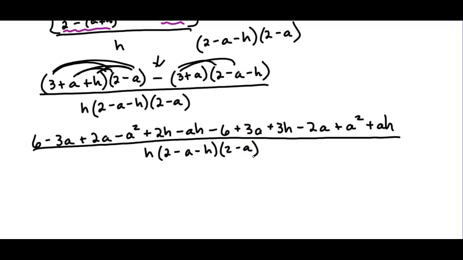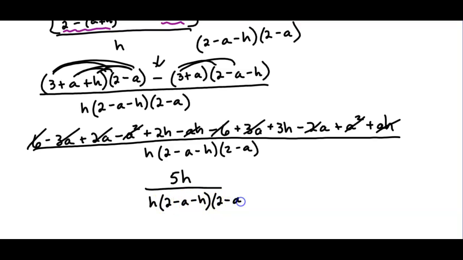Okay, so some things should happen in the numerator. The 6's are canceling. The 3a and the 3a are out. The 2a and the negative 2a are out. The negative a squared and the positive a squared are out. And the negative ah and the positive ah are out. So what do we have left? Well, you've got 2h and 3h, which is 5h. And then what we get to do is cancel the h. So that h is out.